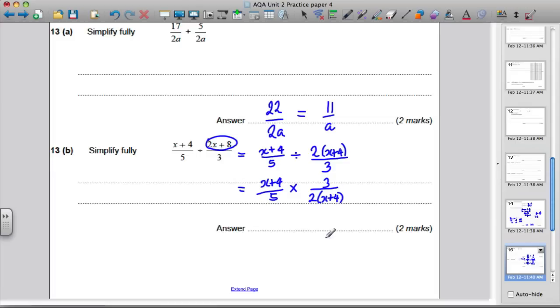So you get the following. Now notice there is an x plus 4, well, let's times them out. 3 times x plus 4, I'm just going to for now write that as 3x plus 4. And 5 times 2x plus 4, I'm going to write that as 10x plus 4. Now at this stage notice there's an x plus 4 multiplying on top and bottom, so they cancel, and you're left with 3/10.